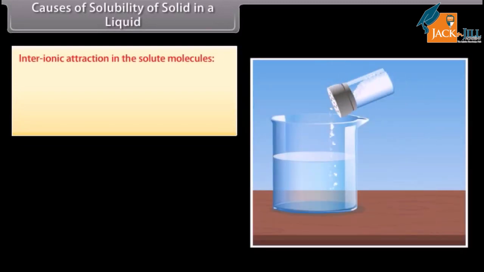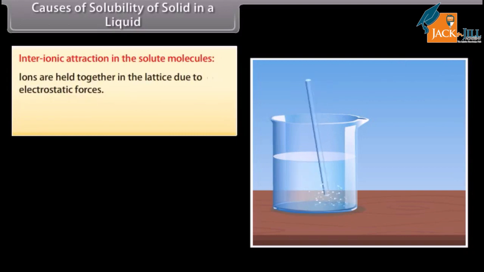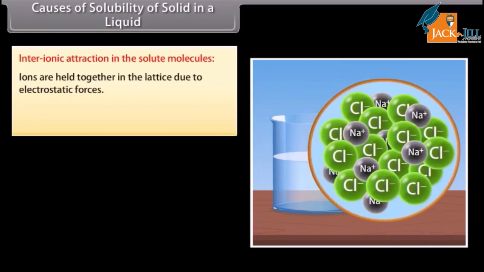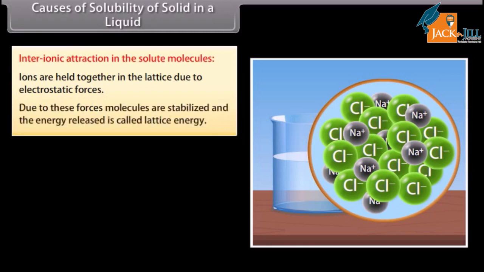Causes of solubility of solid in a liquid. Many types of forces of attraction are operated when a solute is mixed with a solvent. Inter-ionic attraction in the solute molecules. Ions are held together in the lattice due to electrostatic forces. Due to these forces, molecules are stabilized and the energy released is called lattice energy.